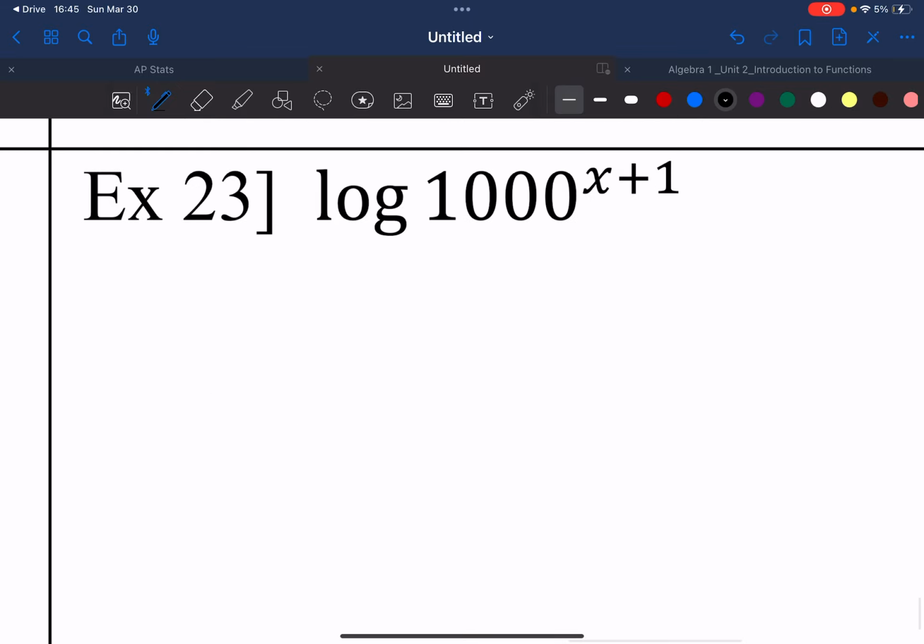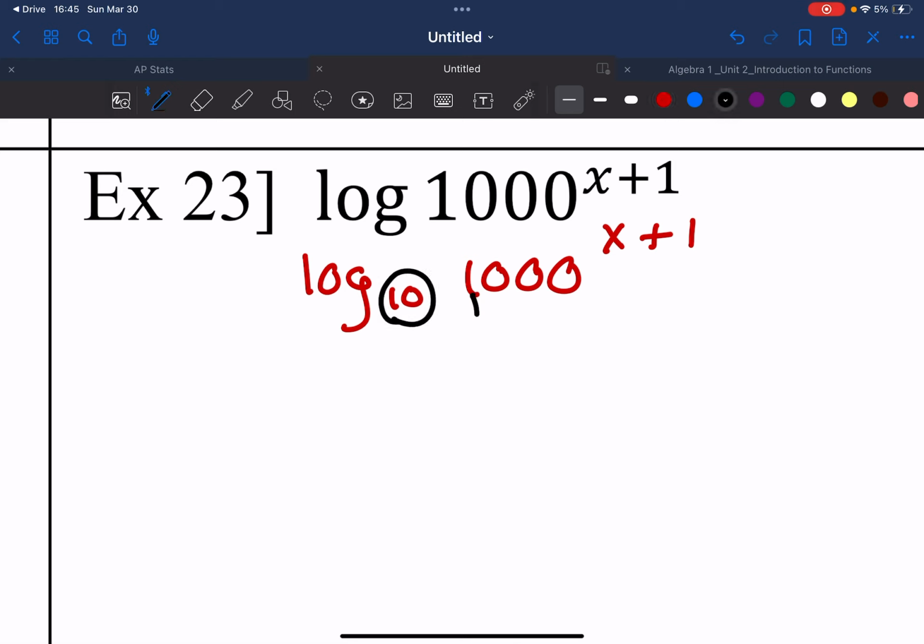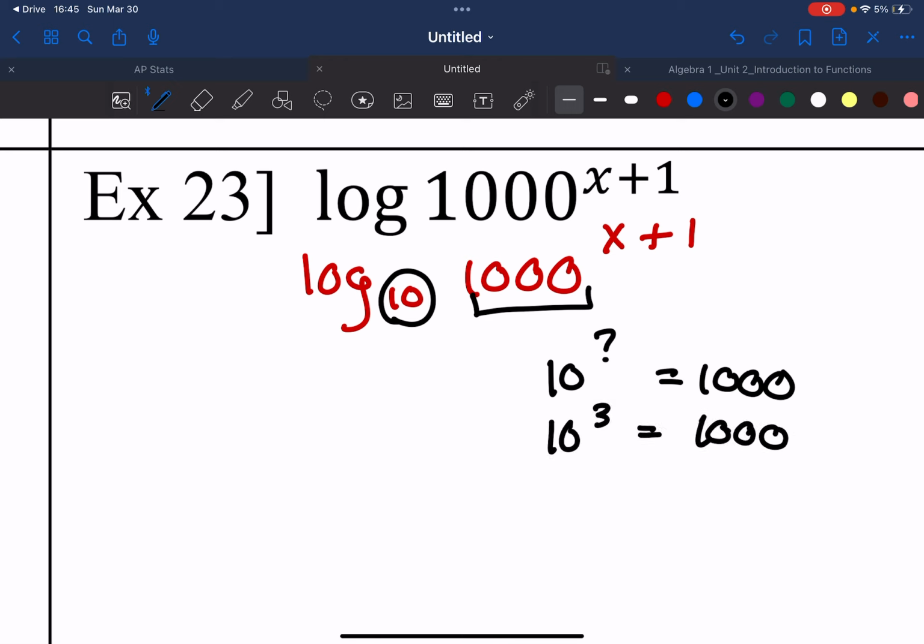And then last one here, remember if we don't see a base in the log, we know that base is 10. So this is the same as saying log base 10 of 1,000 to the power of x plus 1. Well, I need to make that 10 and this 1,000 have a base of 10. So 10 to what exponent gives me 1,000? It's where you go to your calculator and check. And you'll be able to find out that 10 cubed is 1,000. So 10 to the power of 3 is equal to 1,000.